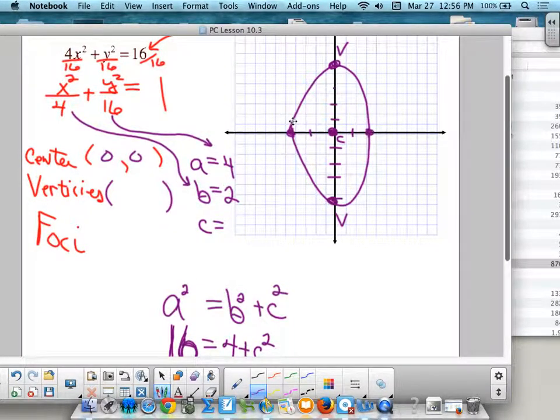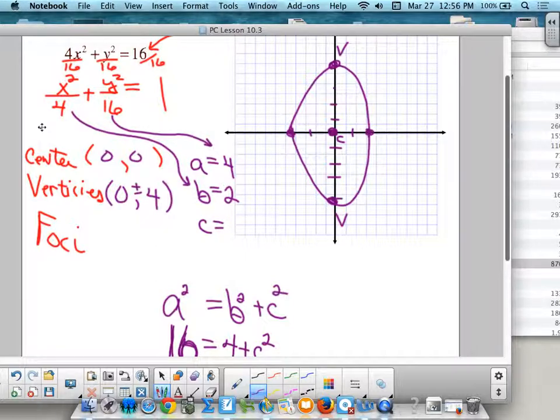All right, so what were the vertices? Help me, guys. 0, comma, 4. Okay, and? 0, negative 4. Yep, is that okay if I do that? 0, comma, plus or minus 4 are the two vertices.